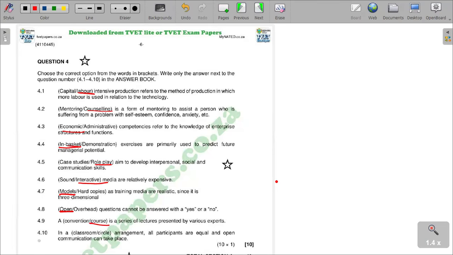Lastly, 4.10. In a Dash arrangement, all participants are equal and open communication can take place. That's what you call a circle arrangement, right?